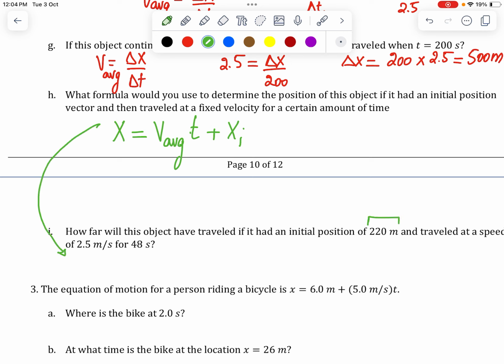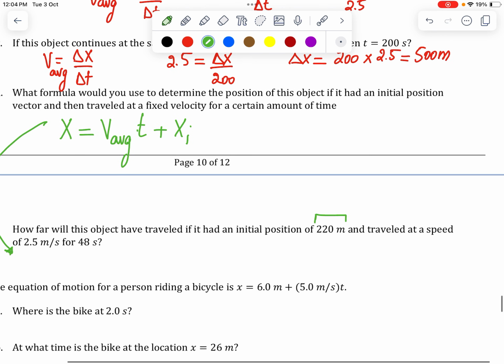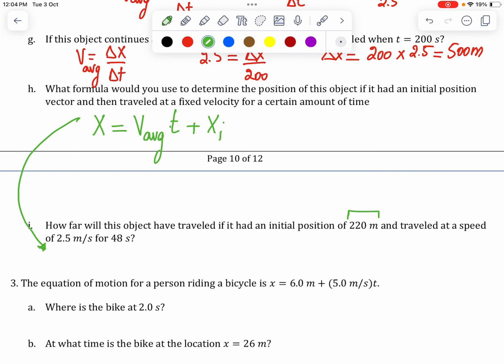How far now will this object have traveled if it had an initial position of 220? Now applying it here, and traveled at a speed of 2.5 for 48 seconds. So given here the initial position, the average velocity and the time.